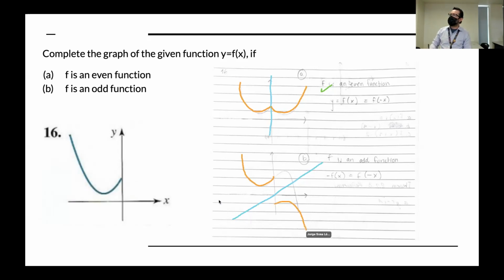Again, we are mirroring the opposing quadrants, okay? We're mirroring the opposing quadrant.